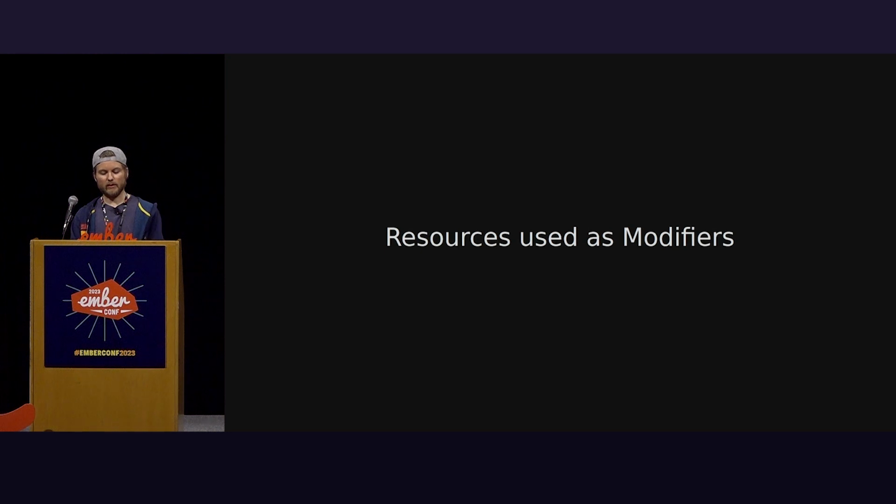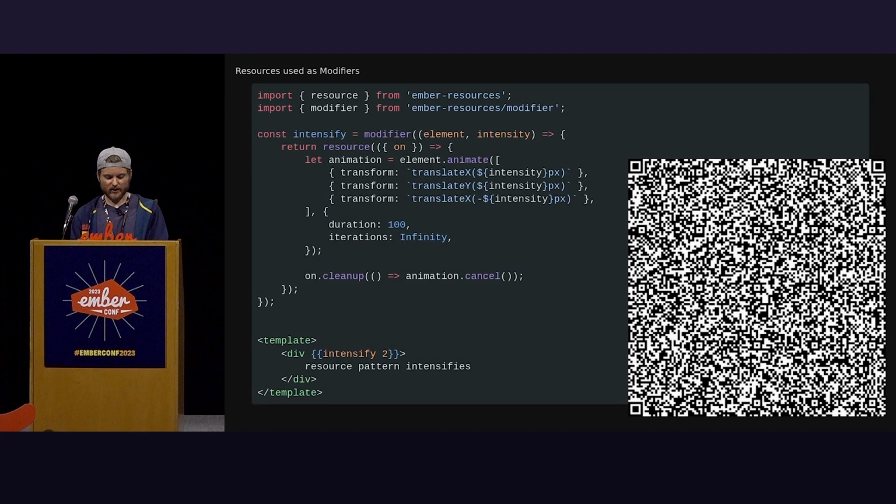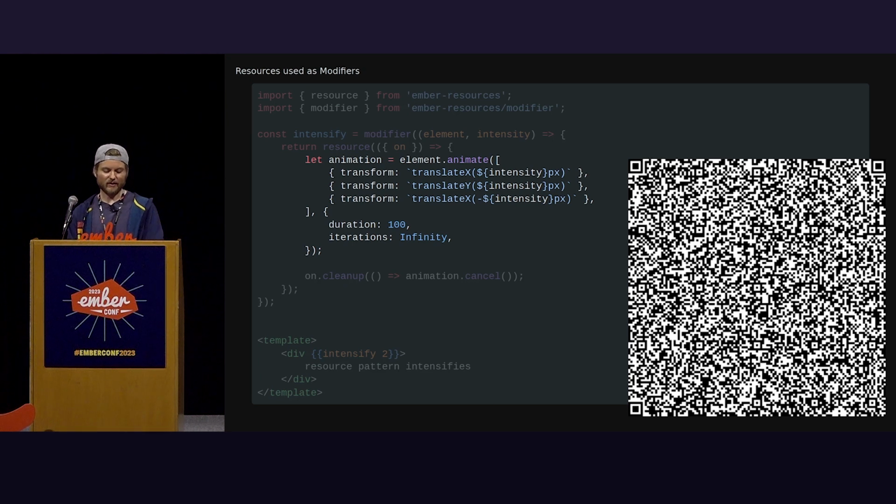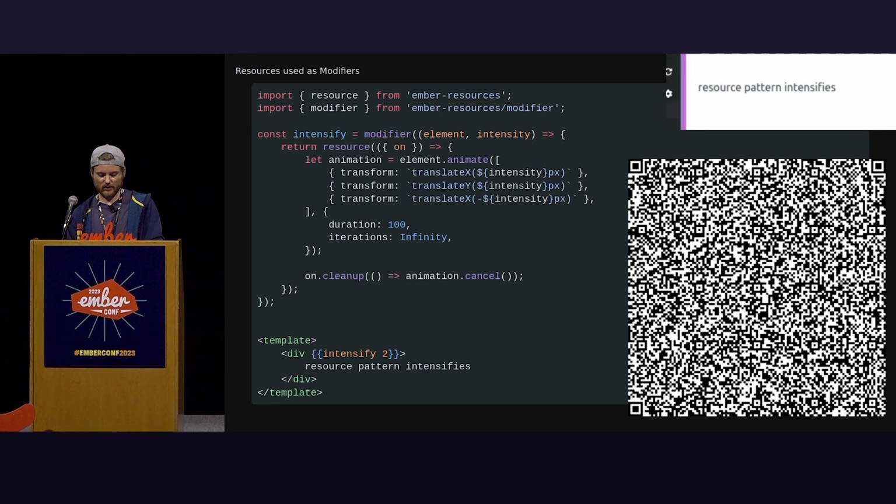We've seen that resources can be wrapped in functions to reactively handle arguments, and we can extend that to modifiers. This is supported in Ember Resources as of this morning, and here we are doing a little animation effect on an element. The important thing is that this resource is the same as any other resource. It's the same API. It's only wrapped in a function that receives an element. And then whatever args you pass to the modifier, and this is what the animation looks like.